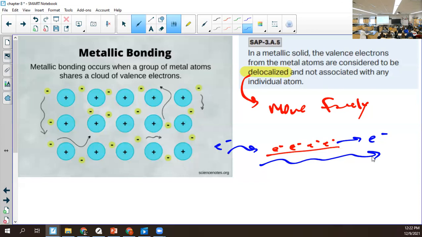So get ready. That means ionic compounds do not do what? They don't conduct electricity. All right. In a covalent bond, they share the pair of electrons between them, and they belong to the two nuclei. So they are not delocalized. So that means nonmetals don't conduct electricity. You okay with that? All right.